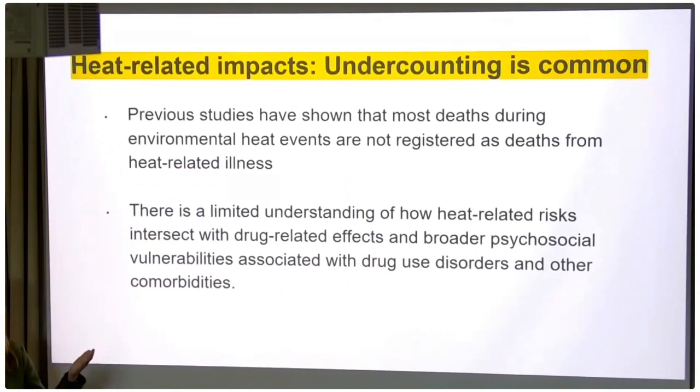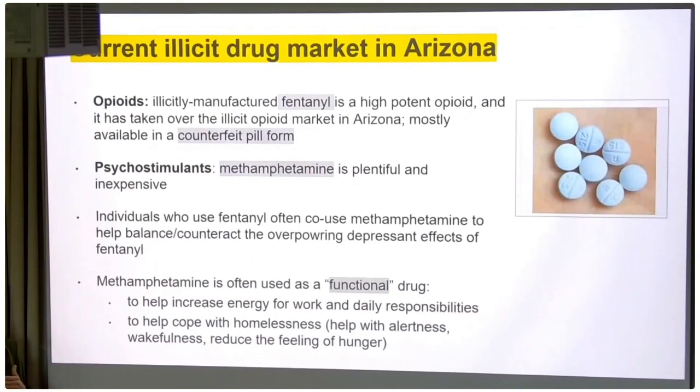The numbers of heat-related mortality are really impressive and heartbreaking, but this is just the tip of the iceberg. There is a lot more going on, and we have not yet been able to uncover the real impacts in relation to drug use or other health conditions. A little more background on what is happening in Arizona: we have drug use issues related to fentanyl, a very potent opioid. It's highly available and has replaced most other opioids in the region. We also have very plentiful and inexpensive methamphetamine, which is a stimulant drug.